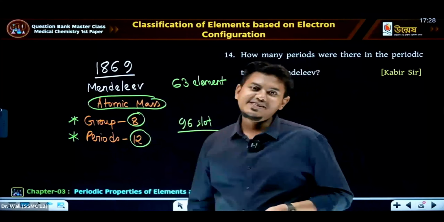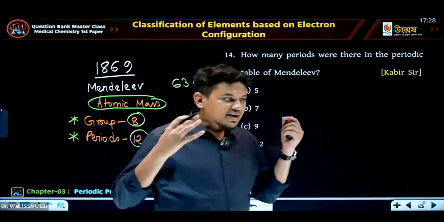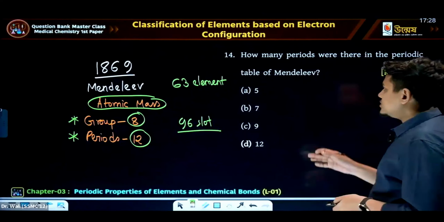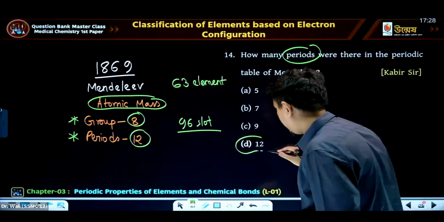Though he got it wrong in some ways, it was still the first ideal approach to assemble all the elements according to their characteristics. So we still recall him as the father of the periodic table. So how many periods were there in the periodic table of Mendeleev? The answer will be 12.